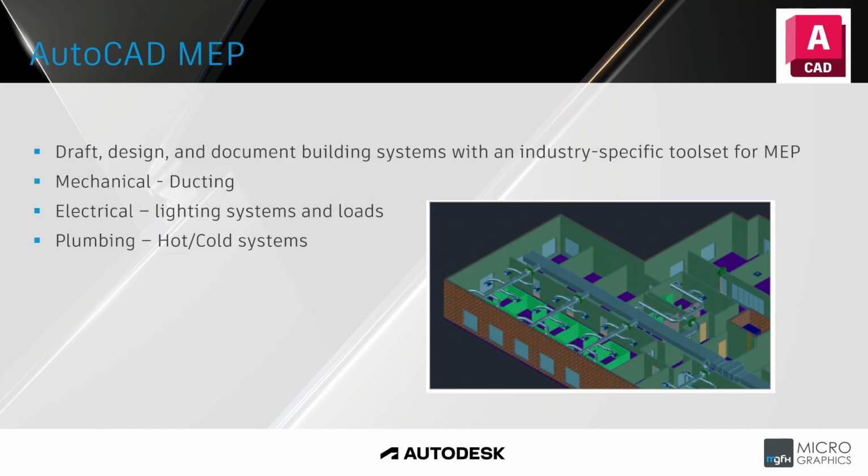AutoCAD MEP: mechanical, electrical, plumbing. You can put your ducting in, lobster backs, reducers, and control the flow. Electrical, your lighting systems and the load that's coming in, and plumbing, hot and cold water systems. And it's all in 3D once again. So this is great. It's adding on to AutoCAD 3D, really upping my game and enhancing all these tools that AutoCAD has given me.